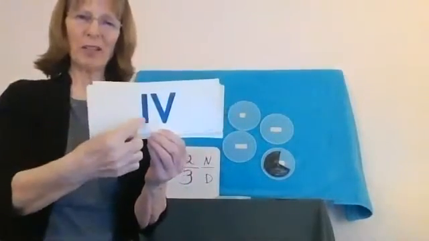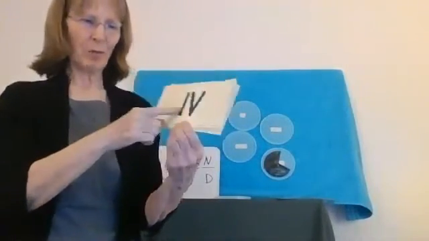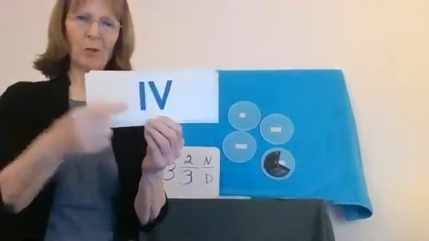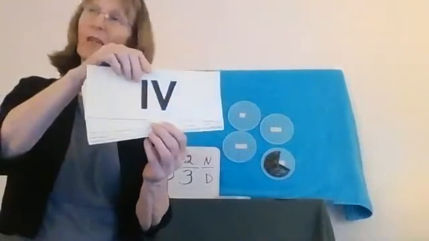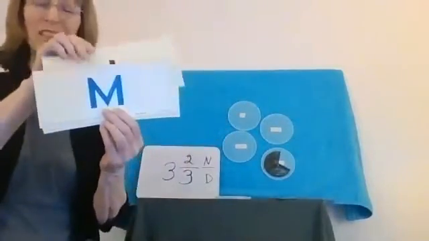Oh, now the I is over on this side. If the I comes first, subtract. So 5 minus 1, 4. Oh, okay, that would be 1.